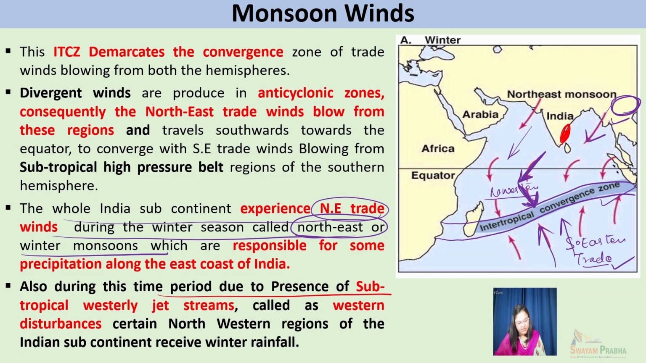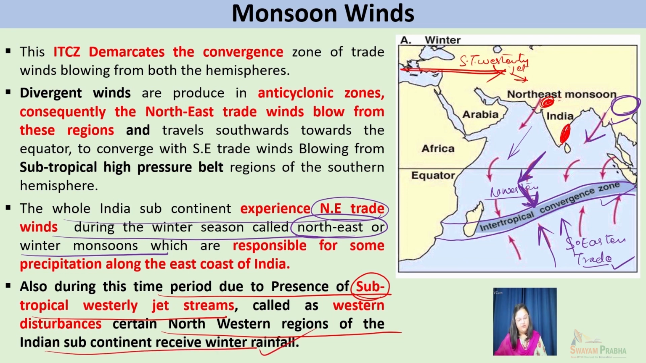Also during this time period, due to the presence of subtropical westerly jet streams, which are also called western disturbances, in the northwestern region of India, the Punjab and Haryana region and the northern Rajasthan region receive rainfall. So certain northwestern regions of the Indian subcontinent receive winter rainfall due to the subtropical westerly jet stream, and certain areas around Tamil Nadu and the southeastern coast of India receive rainfall due to northeast trade winds.